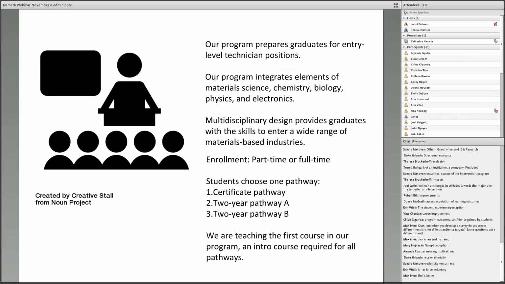Also, our students in our program can enroll part-time or full-time, and they can enroll in one of three pathways. They can choose a certificate pathway, which if they enroll full-time would be less than a year. They can choose a 2-year pathway, or A or B. And the 2-year pathway means if they're enrolled full-time, but they have a part-time choice for these three pathway options. And let's all imagine also that we're teaching the first course in our program, which is an intro course required for all students in all of these pathways.